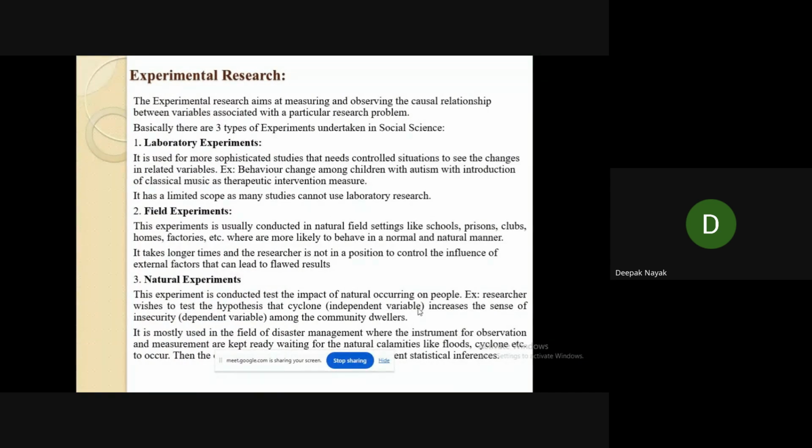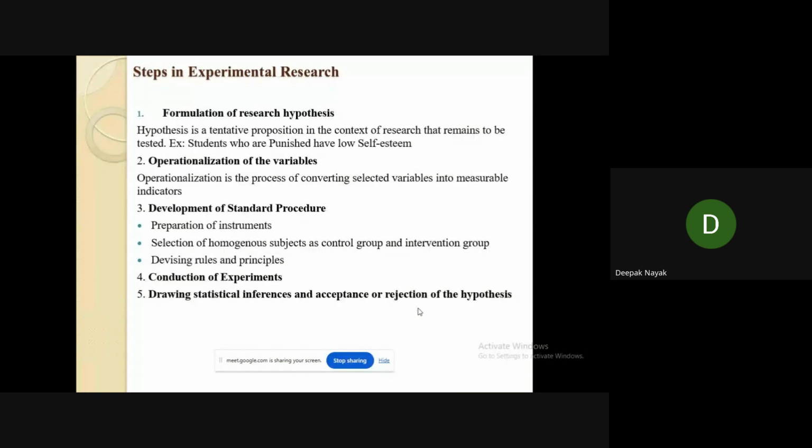This natural experiment design is usually used by personnel in disaster management, or scientists also, or rehabilitation centers, to see what impacts affect people after different natural calamities. Now we have seen different designs used for experimental research. Now we can see what are the steps involved in experimental research.